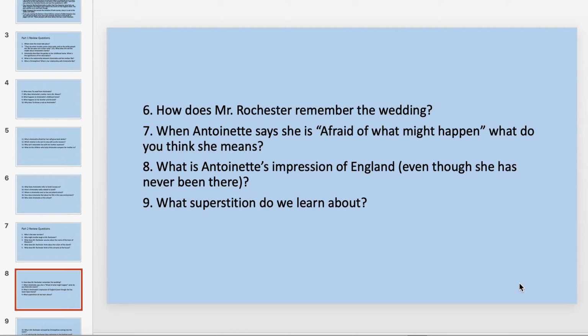And so he's telling Antoinette about it, and Antoinette sees England as a dream. She knows it's a real place, but she's not quite sure about it because she's never been there. Her mother always wanted to go there. So she has mixed feelings about it. She's, of course, going to feel safer in a place she's used to.